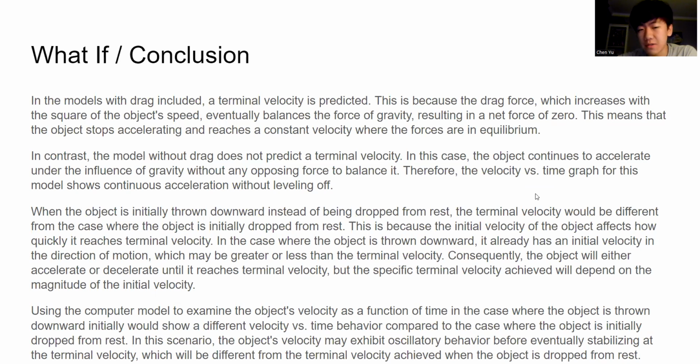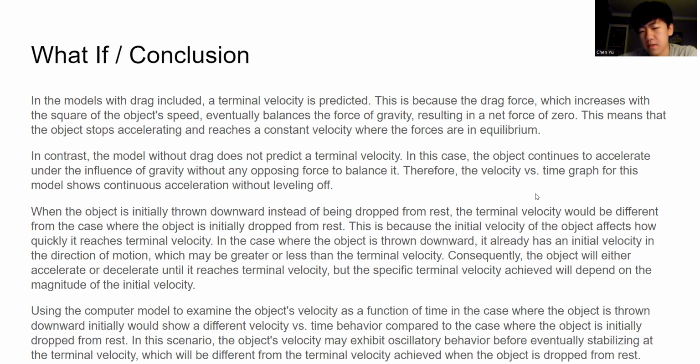When the object is initially thrown downward instead of being dropped from rest, the terminal velocity would be different from the case when the object is initially dropped from rest. This is because the initial velocity of the object affects how quickly it reaches terminal velocity. In a case where the object is thrown downward, it already has an initial velocity in the direction of motion, which may be greater or less than the terminal velocity. Consequently, the object will either accelerate or decelerate until it reaches terminal velocity, but the specific terminal velocity achieved will depend on the magnitude of the initial velocity.